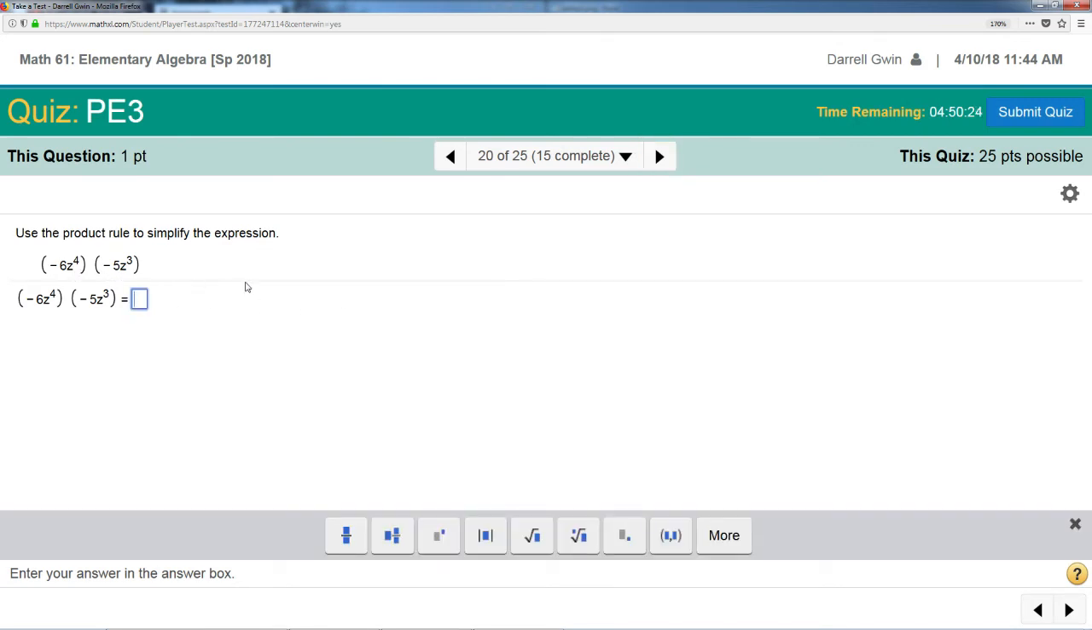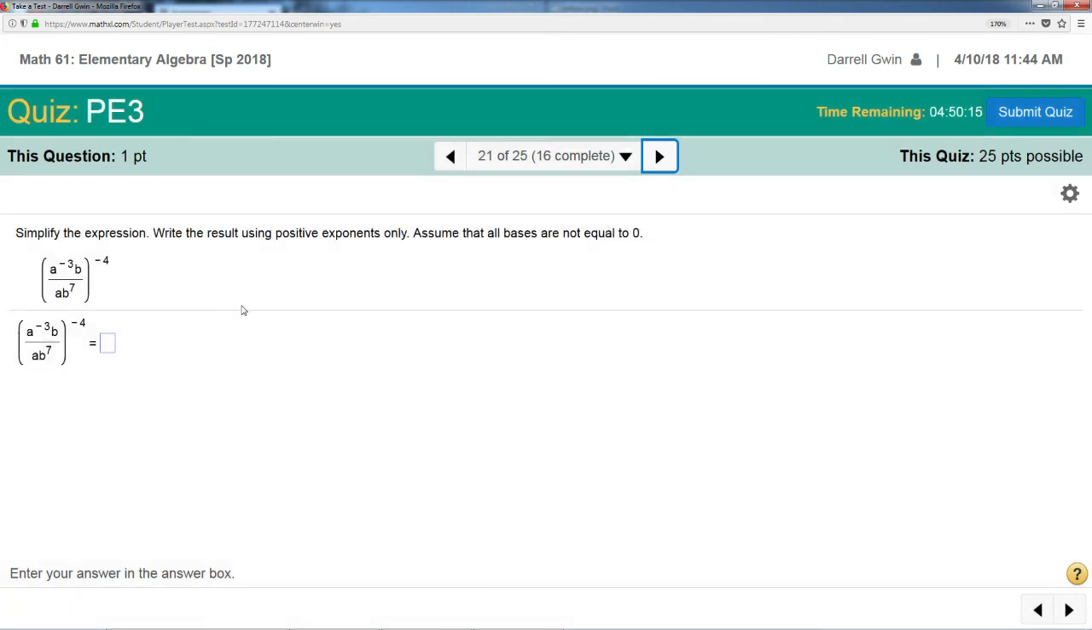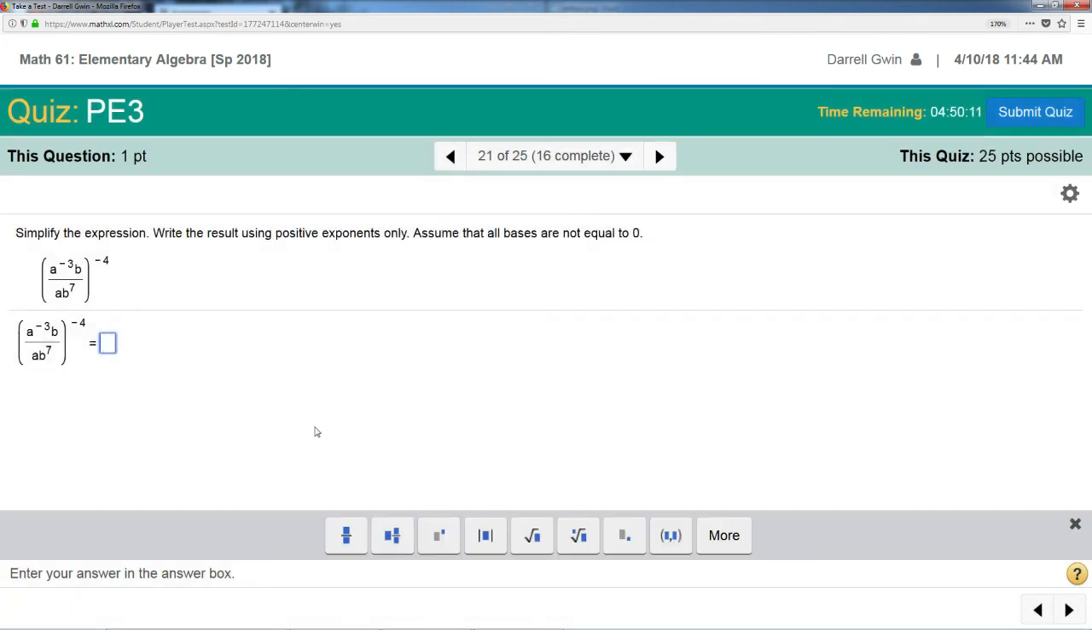Negative 6 times negative 5 is a positive 30, and z to the 4 times z to the 3 is z to the sum, which is 7. Oh my gosh. I guess I should do this one.